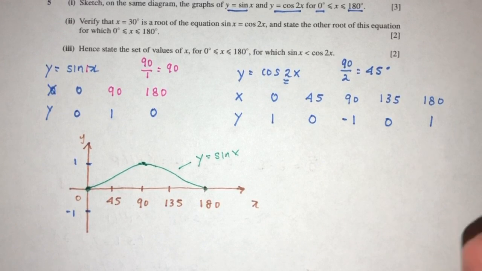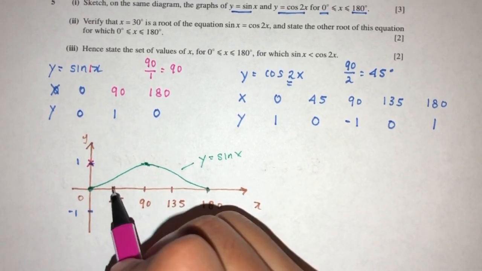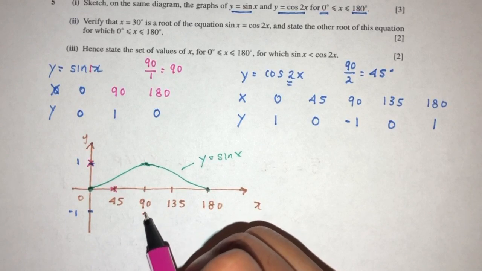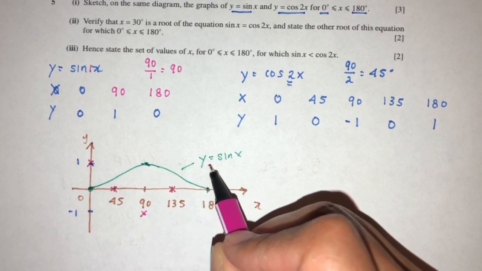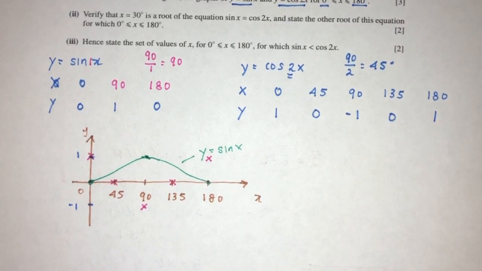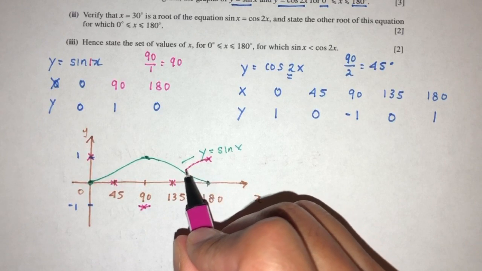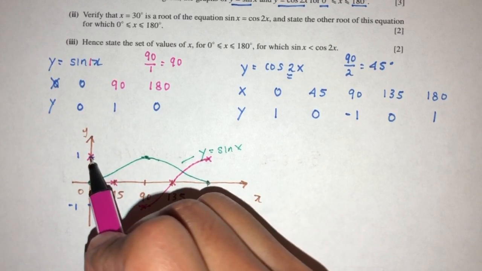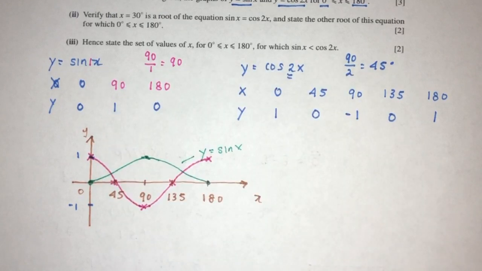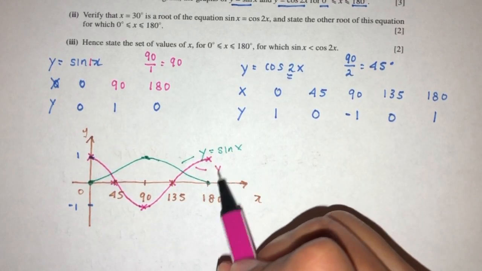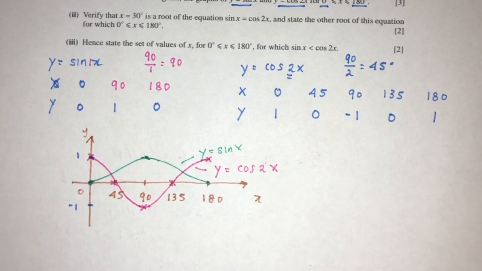Now this one is pretty easy as well. We have 0, 1. We have 45, 0, 90, minus 1, 135, this, that will be this. Okay, and that will be the other curve. Label this as y equal to cos 2x. That is part 1 of your question.